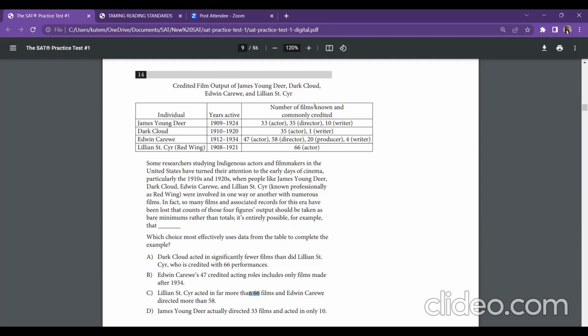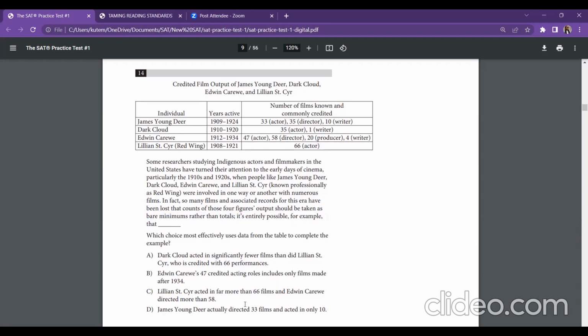66 for Lillian. And then for Edwin Carey, I was looking at the wrong number. Yeah, 66 there. And then 58 for Edwin. So this is really a connection between the infographic and the passage. And the main thing is the claim, right? The claim is what made us see which one is actually true.